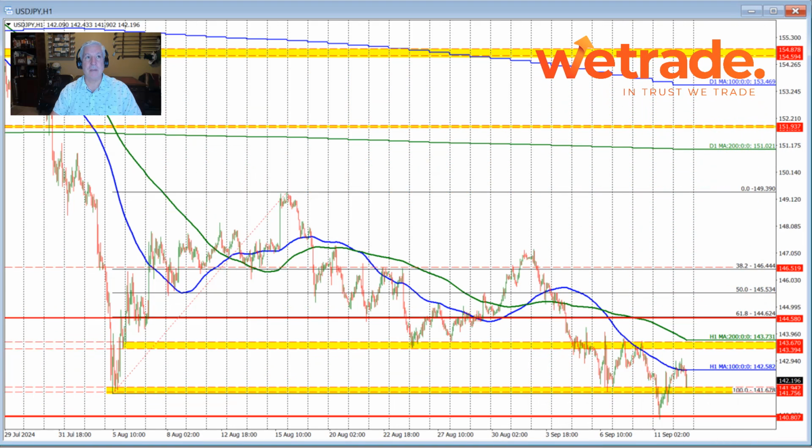Take a look at the dollar versus yen. It has moved to the downside as well. Lower dollar once again, and what we saw in this currency pair was another failed move above the 100-hour moving average. That's the blue line in the chart.